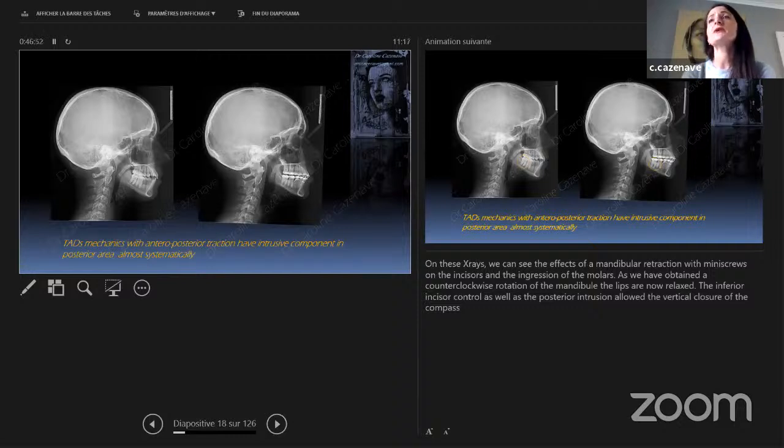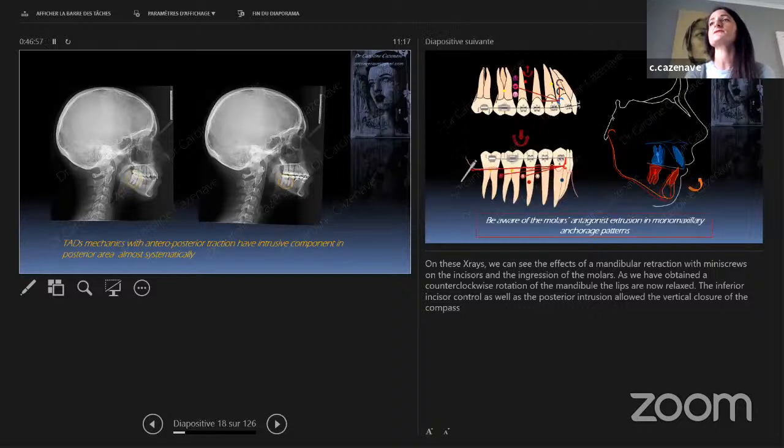On these X-rays, we can see the effect of a mandibular retraction with mini screws on the incisors and on the ingression of the molars. As we have obtained a counterclockwise rotation of the mandible, the lips are now relaxed. The inferior incisor control as well as the posterior intrusion allowed the vertical closure of the compass.